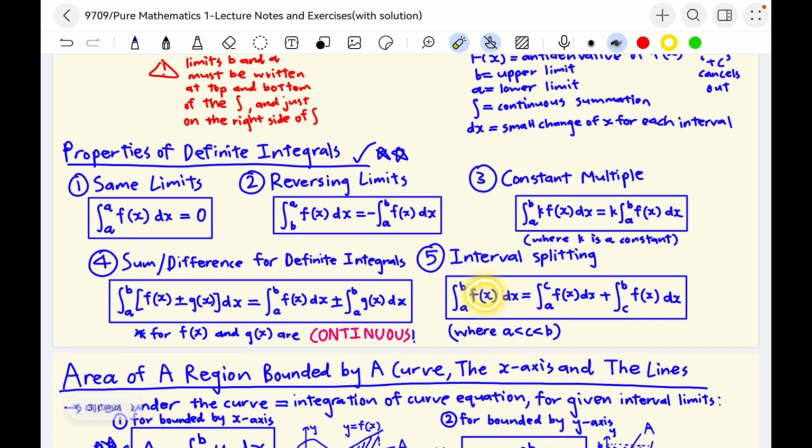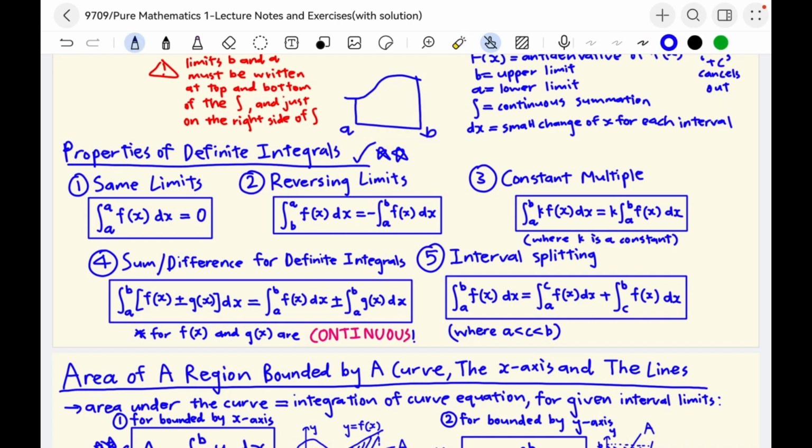Where f(x) is continuous from a to b, this integral can be split into the integral of f(x) from a to c plus from c to b, provided that c must be in between a and b. So here, let's say there's a curve of f(x). I want to split the integral in terms of c. So c must be in between the interval of a to b.